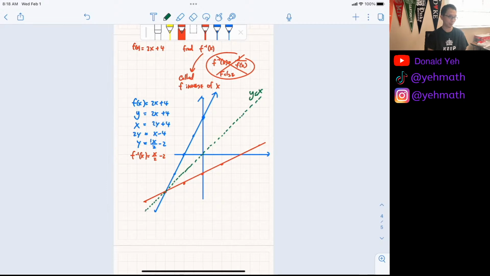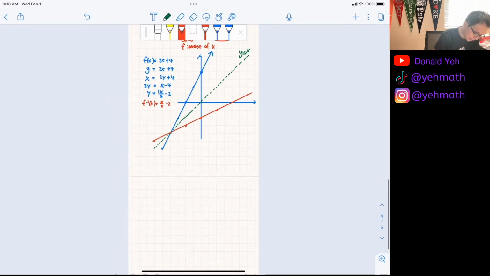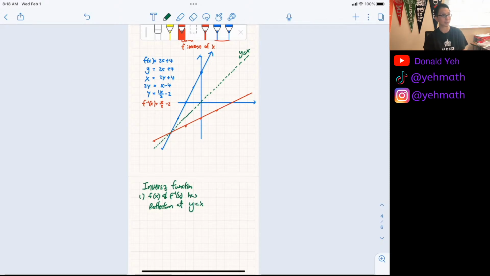And this is a very, very important idea, so I'm going to write it down. Inverse functions have a couple things that you need to know. So inverse functions, first, f of x and f inverse of x have reflections at y equal to x. So they have reflection. They are just like a mirror. They are mirrors to each other.